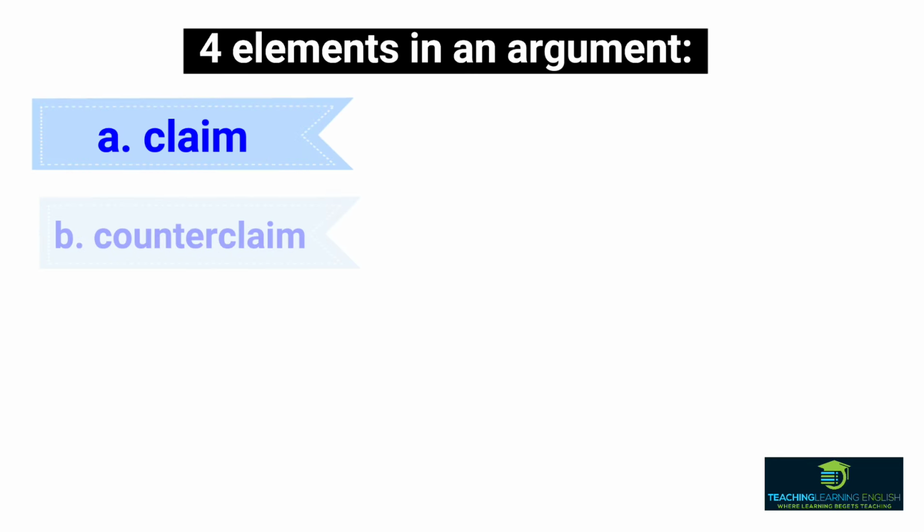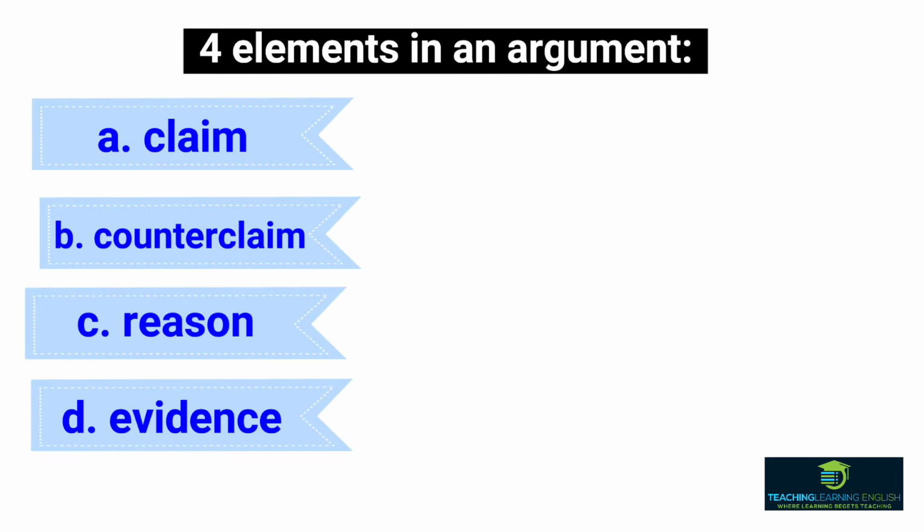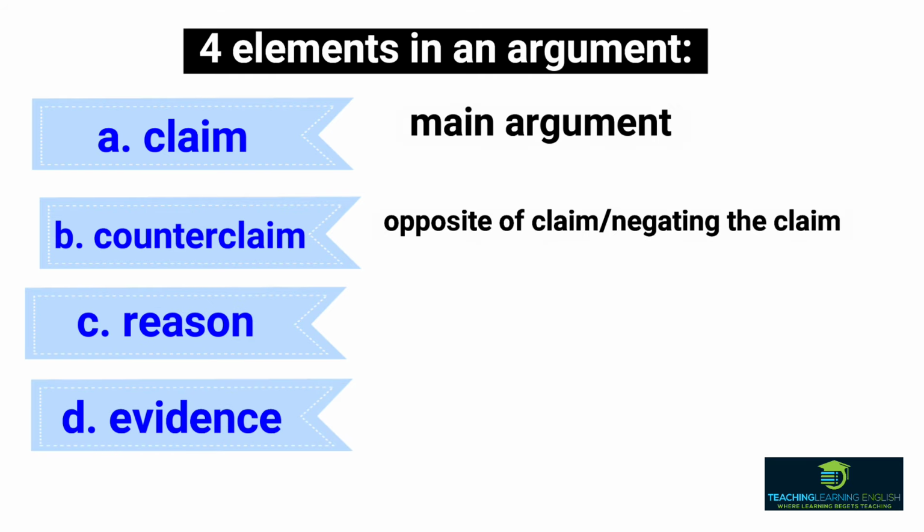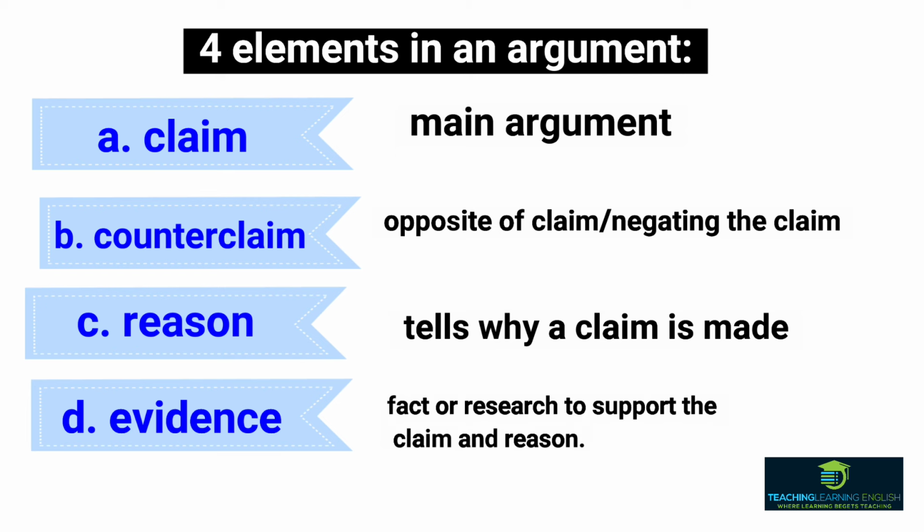There are 4 elements in an argument. They are claims, counterclaims, reason, and evidence. I already mentioned the meaning of claim and counterclaim. And what is a reason? A reason tells why a claim is made, followed by your supporting evidence. Evidence is the fact or research to support the claim and reason.